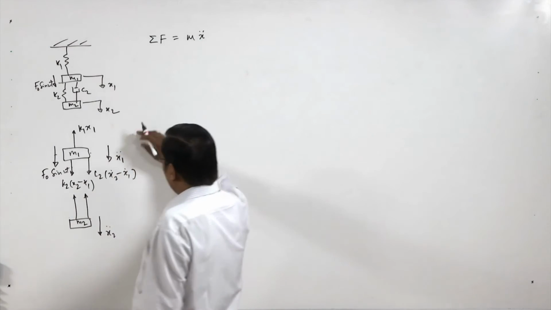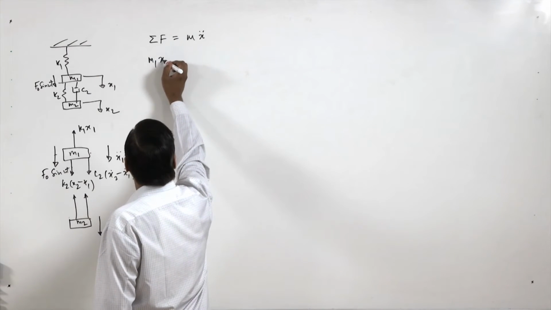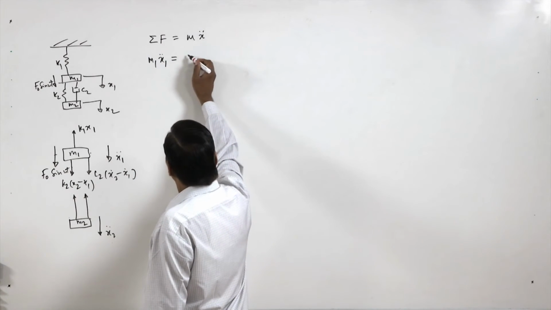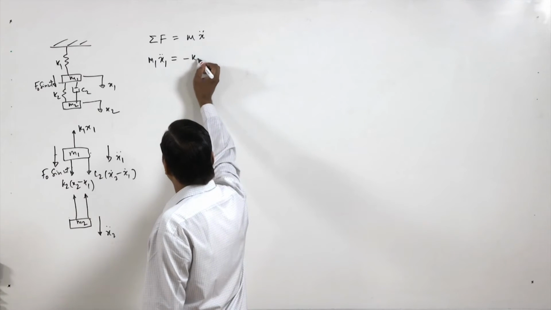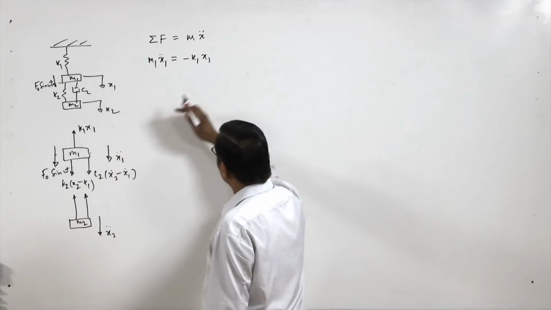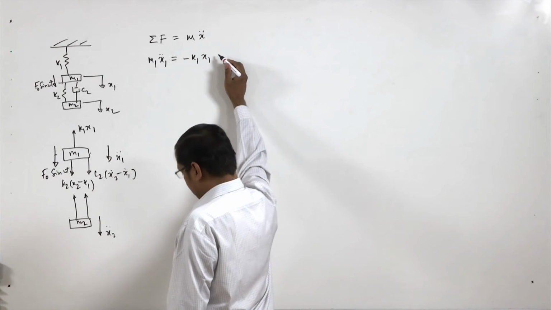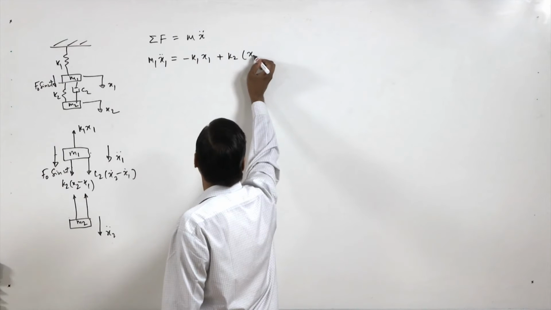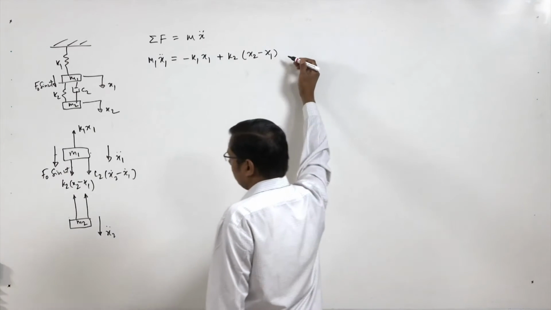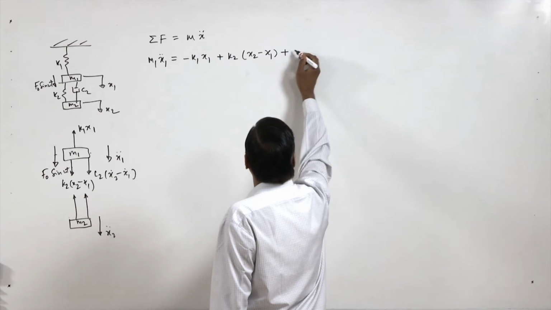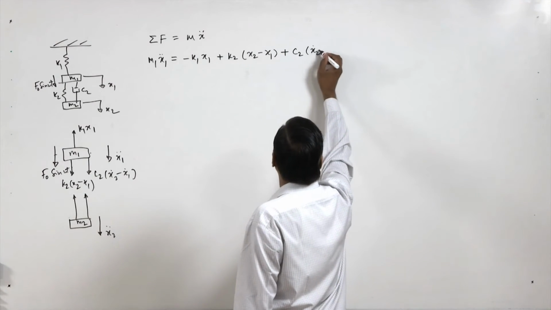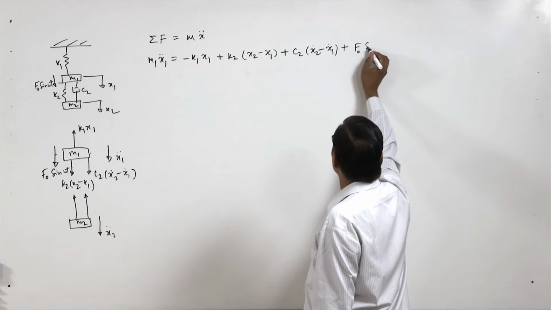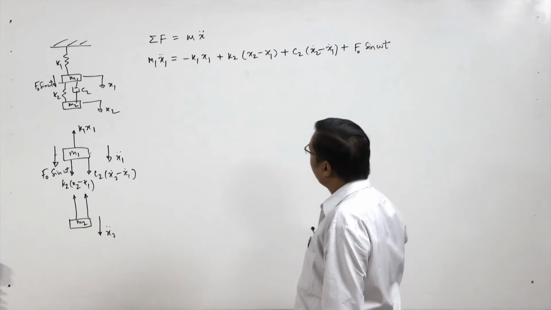So for the first mass we can write m1 x1 double dot equal to, we have the forces, minus k1 x1 because this is opposite to the x1 double dot. Now we have plus k2 times x2 minus x1, plus c2 times x2 dot minus x1 dot, and then plus f0 sine omega t, the external force.